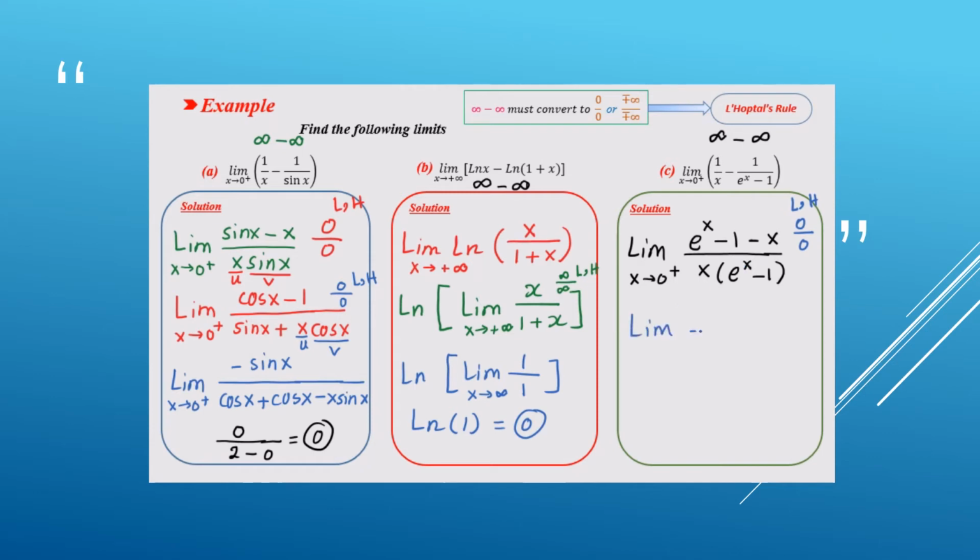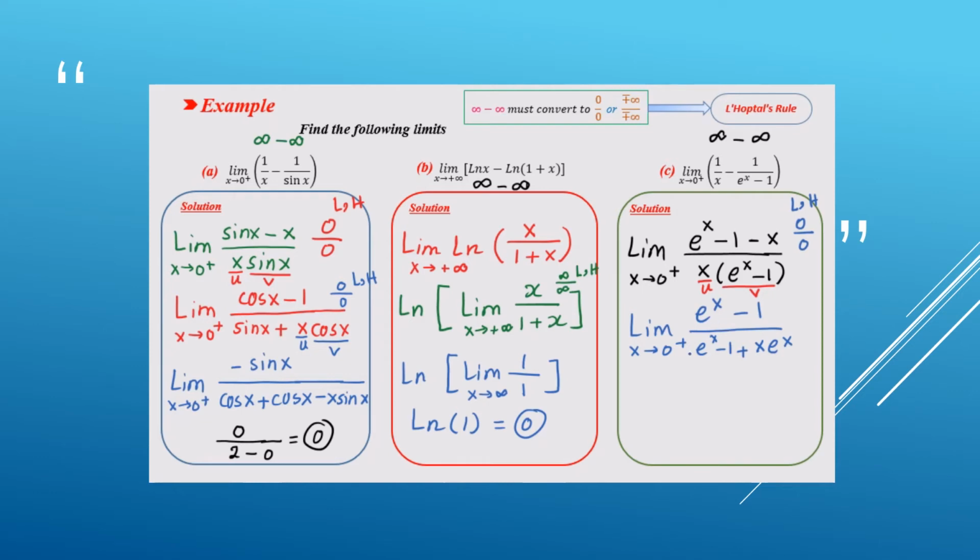So we have the limit of the derivative of the numerator, which is e to the power x, and here we have minus 1, divided by the derivative of the denominator. In the denominator we have the product of two functions, so name x as u and e to the power x minus 1 as v, and use the product rule. u prime, which is 1, multiplied by v, so we have e to the power x minus 1, plus u times v prime, so we have x multiplied by the derivative of v, which is e to the power x, when x goes to 0 from the right.